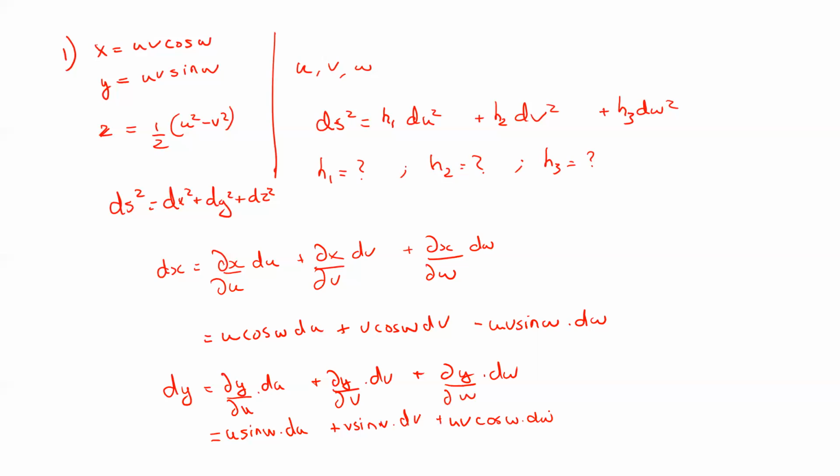So now we have to find out dz. We write out the z function so that we're not lost: half u square minus v square. Now the differential dz is nothing but we use the partial differentiation chain rule.